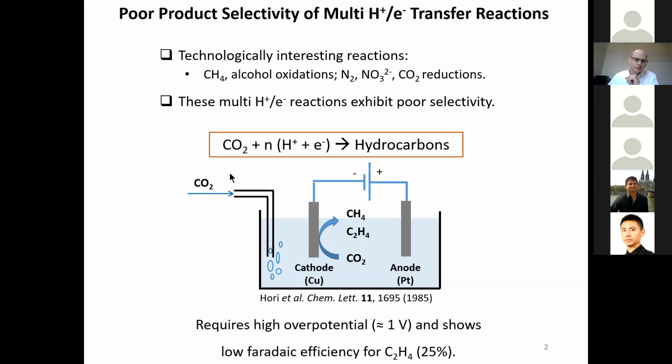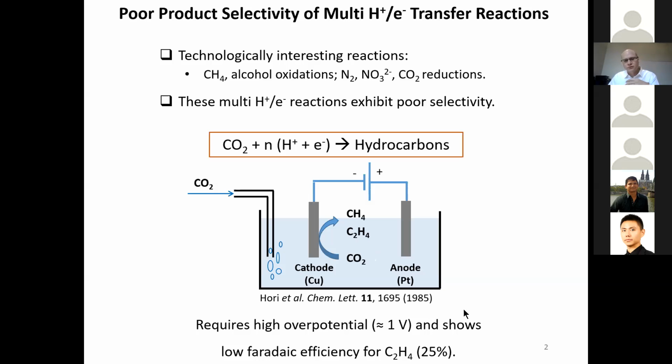It was discovered over 30 years ago by Hori and co-workers in Japan, who found that we can take CO2 and bubble it through an aqueous electrolyte, and upon application of a sufficiently cathodic potential to a copper electrode, we see the conversion of CO2 into hydrocarbons such as methane and ethylene. And ethylene is a particularly interesting product. It is a high-value commodity chemical. So in principle, the electrochemical reduction of CO2 could provide a sustainable pathway to this important commodity chemical.